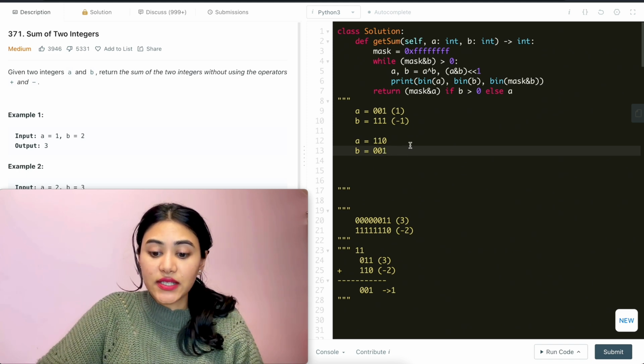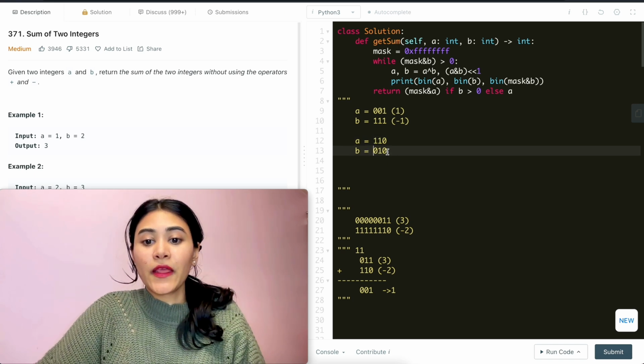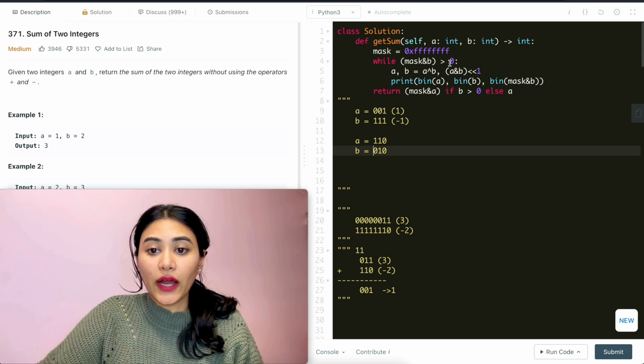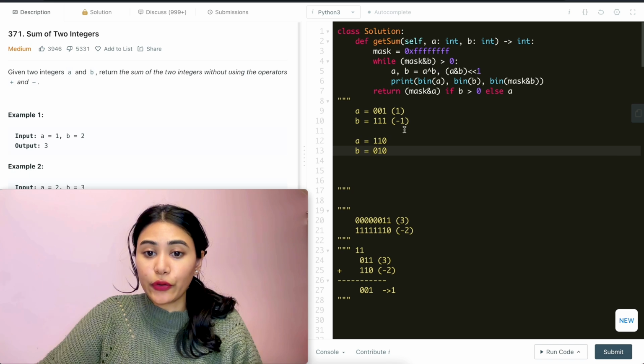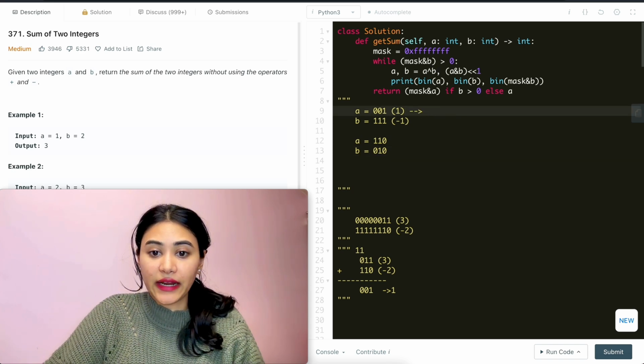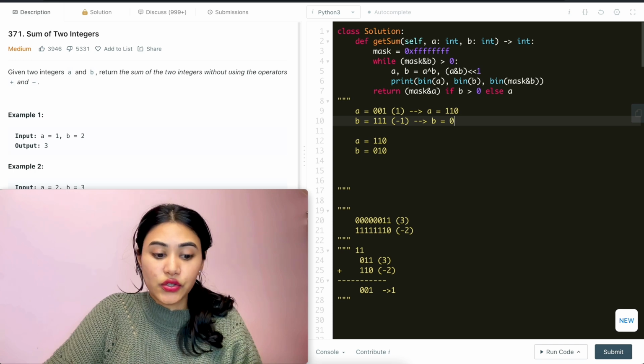And then we shift to the left. So this is now something like this. And let's get rid of this over here. So this is our new B value. Now we go back into this while loop and B is greater than 0. So we have our new A and B values. So I'm going to write out my new A value, which is 1, 1, 0, and my new B value, which is 0, 1, 0.